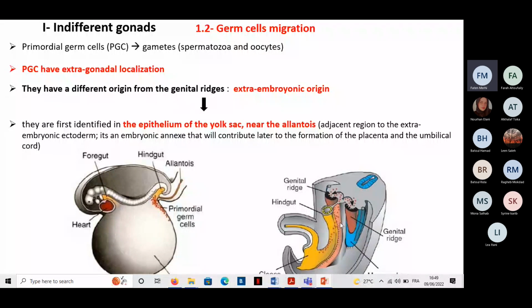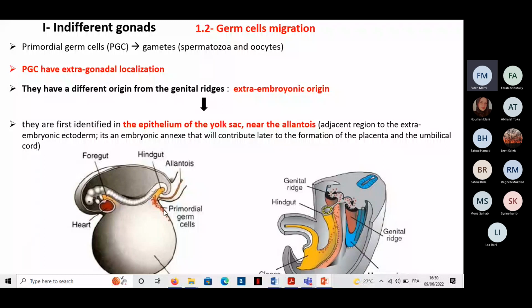So, not only do they have an extragonadal origin, but also an extra-embryonic origin. So this is the forming embryo. They don't come from any tissue inside of the embryo. In fact, they have an extra-embryonic origin. They originate from the yolk sac, from the epithelium of the yolk sac.